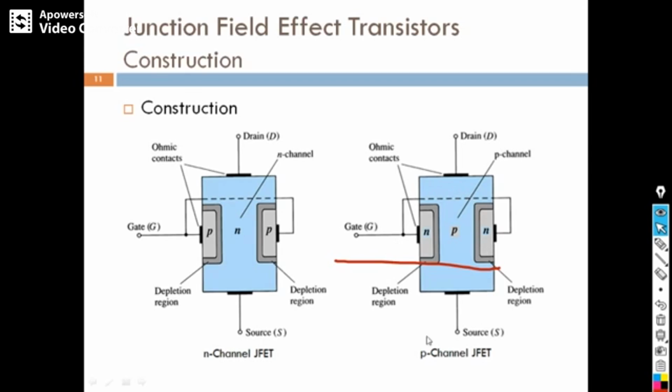And in the P channel FET, we are using a P type semiconductor material which acts like a channel for the flow of current, over which N type dopant is added to form the junction. So this is the P channel. Once again, it is a three-terminal semiconductor device. One is drain, second is source, and third is the gate. So this is the architecture view of our junction field effect transistor.